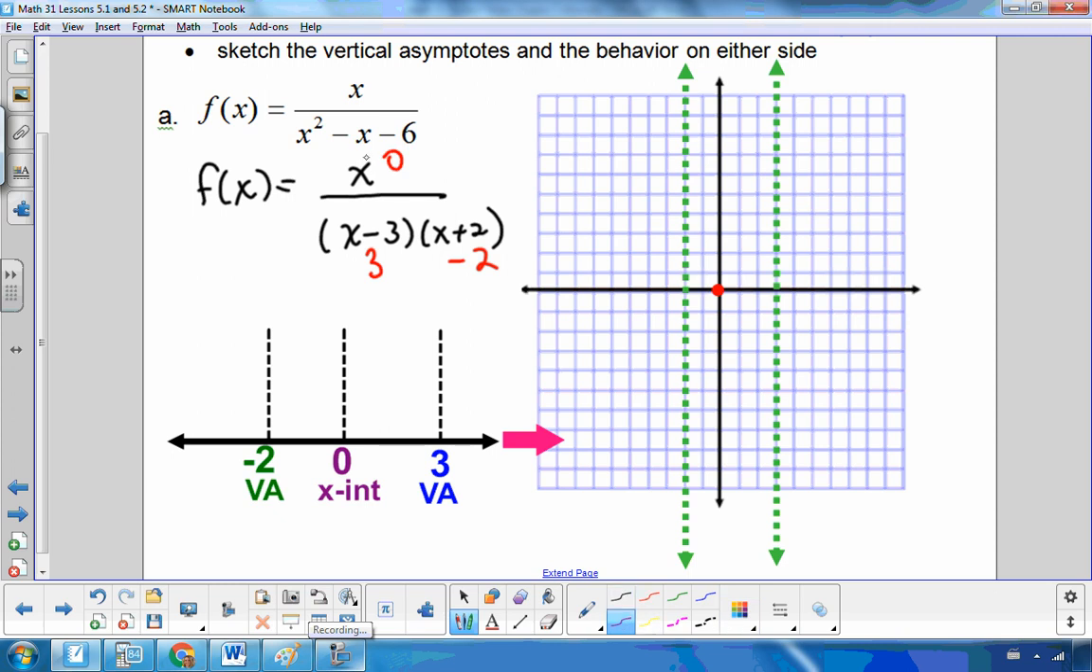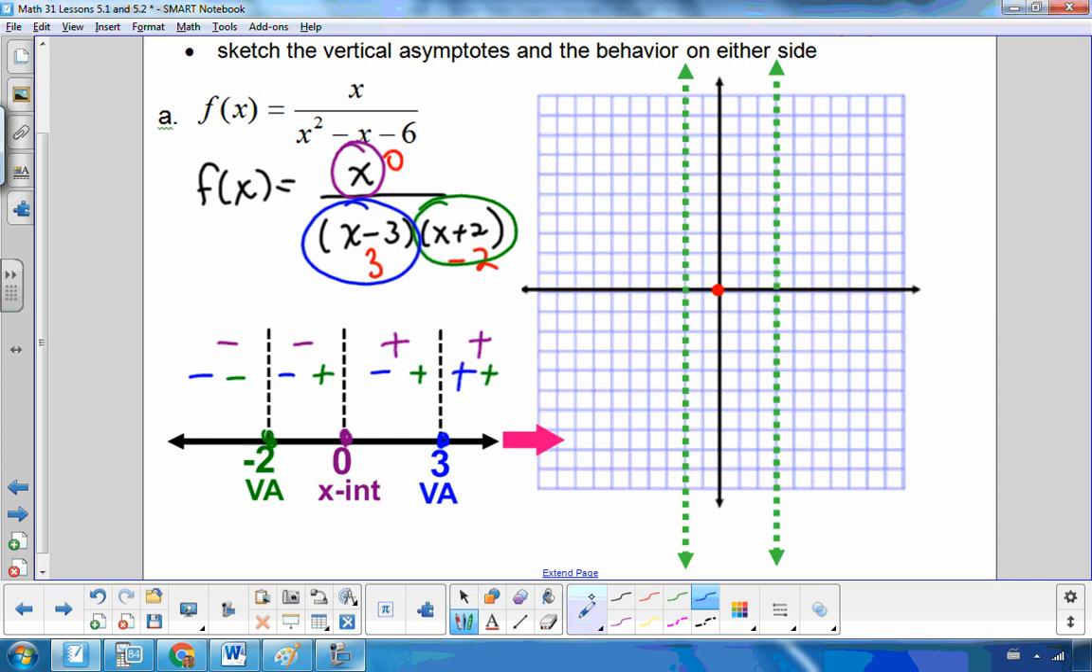So our numerator, x, is 0 here at 0. So to the left, the factor will be negative. To the right, the factor will be positive. Okay, let's go to x plus 2. So that is 0 at -2. So to the left it will be negative, to the right it will be positive. And then our last factor, x minus 3, is 0 when x is 3. So to the left it will be negative, to the right it will be positive.